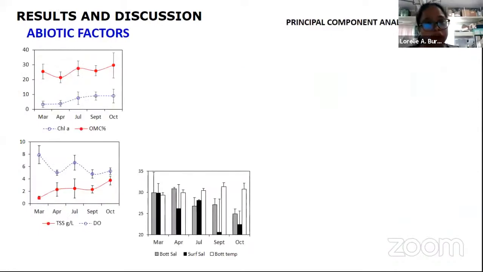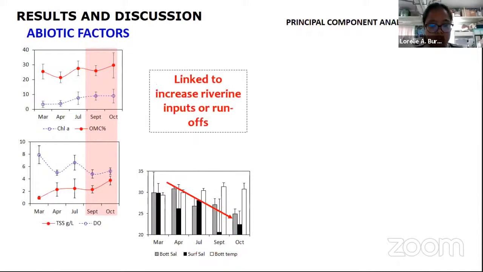Trends on organic matter content, as well as the chlorophyll and total suspended solids, also showed an increasing pattern from September to October. This is also coupled with decreasing bottom and surface salinity, most likely as a result of runoff due to heavy rain during this month.